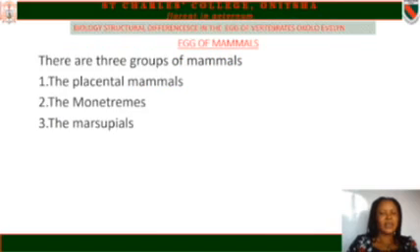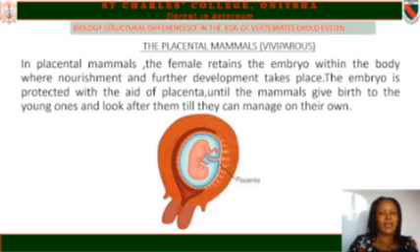Now, let's see the eggs of mammals as one of the vertebrates. There are 3 groups of mammals. 1. The placental mammals. Number 2. The monotremes. Number 3. The marsupials. Let's start with the placental mammals or viviparous. In placental mammals, the female retains the embryo within the body, where nourishment and further development take place. The embryo is protected with the aid of the placenta until the mammal gives birth to the young ones and looks after them till they can manage on their own.